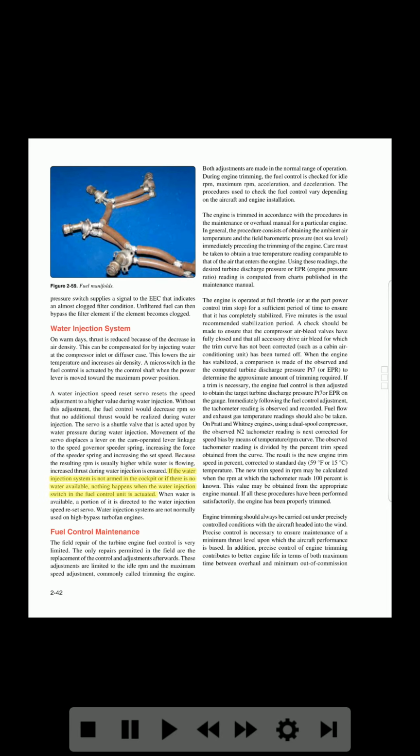If the water injection system is not armed in the cockpit, or if there is no water available, nothing happens when the water injection switch in the fuel control unit is actuated. When water is available, a portion of it is directed to the water injection speed reset servo. Water injection systems are not normally used on high-bypass turbofan engines.